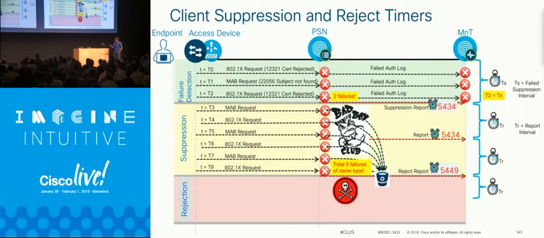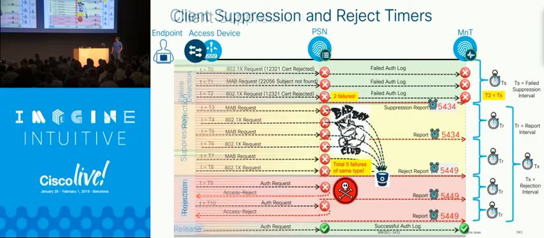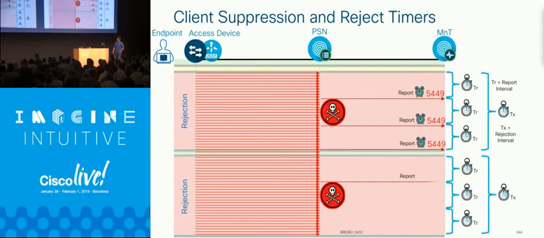So imagine this is just one endpoint. What if I have so many endpoints coming on the network? Even these reports could be painful, right? So that's why we recommend playing with these timers and setting the right settings.